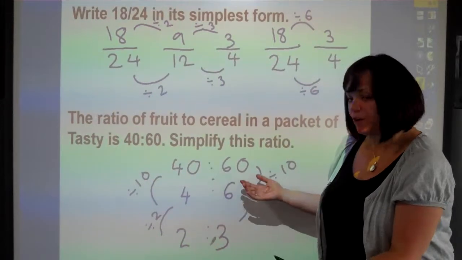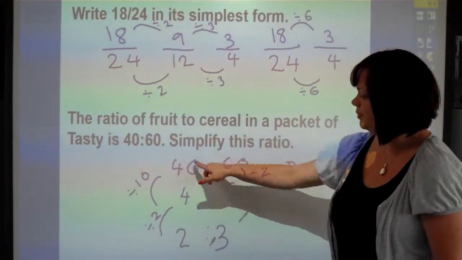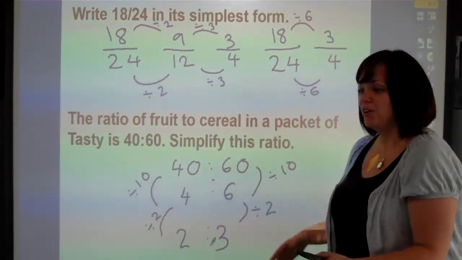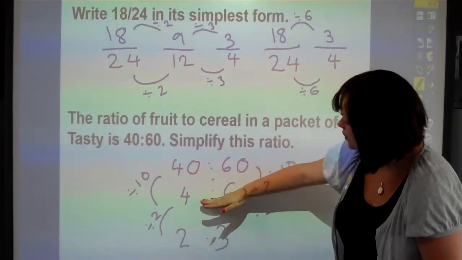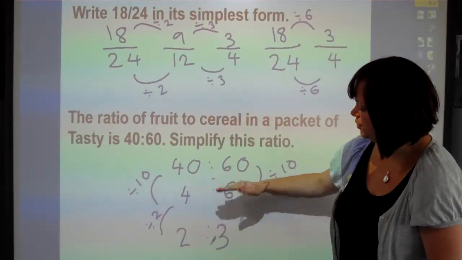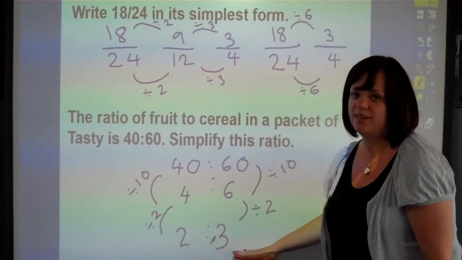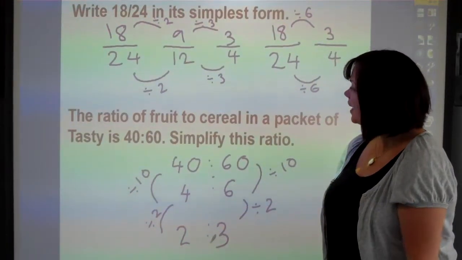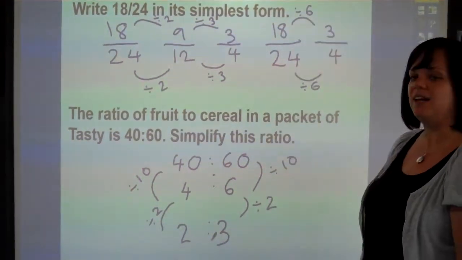You might have been very clever when you looked at this and thought, well, I can see it's 2 and 3 already. You might have divided by a different number, but it doesn't matter if you do it in stages, I suppose, as long as you make sure you go right down to the smallest digits you can get. And that is simplifying, so it's the same for ratio, really, and fractions.